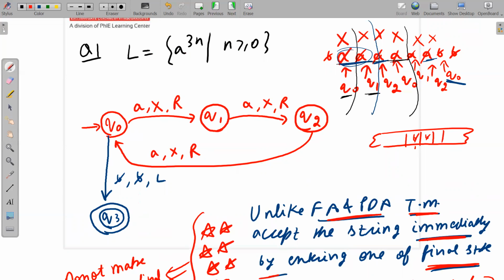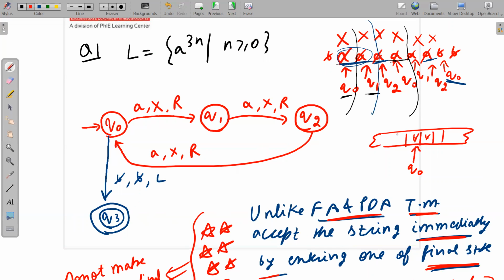So the read-write head will be placed on any arbitrary blank, and the initial state will be there. As soon as you read this blank, it will move to the final state and move one symbol to the left also. The state will be Q3, and Q3 is one of the final states. Hence, the string will be accepted. So the null string will be accepted by this Turing machine. Please note it down carefully.